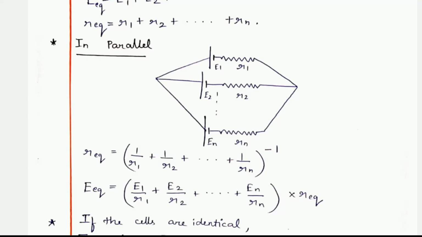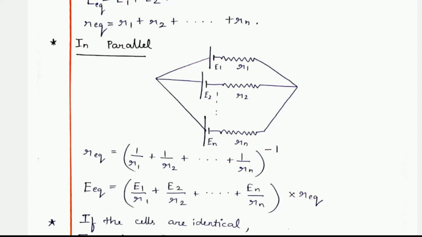Now E1, E2, ... En will combine in a different formula. If you want to find E equivalent, that is the equivalent EMF, it will be (E1 by R1 plus E2 by R2 plus ... En by Rn) whole into R equivalent. Let me repeat. The equivalent EMF will be (E1 by R1 plus E2 by R2 plus ... till En by Rn) whole multiplied by R equivalent.